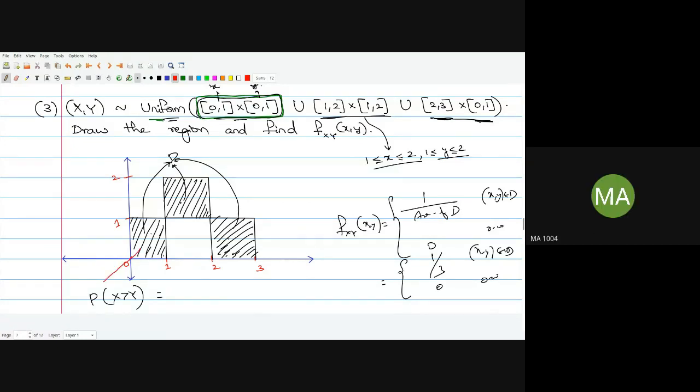If I draw the y equals x line, the first thing is we have to draw the y equals x line, and then identify the region which is x greater than y. Below that line will be x greater than y, and in our support it is sufficient. So this will come under the x greater than y region. This will also come under that, and this will also come under.